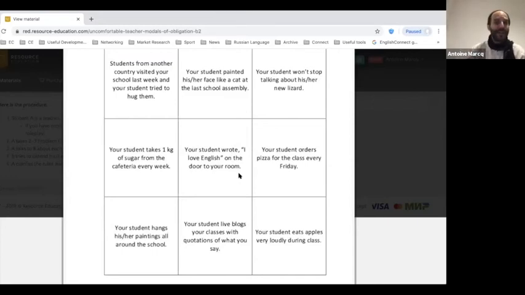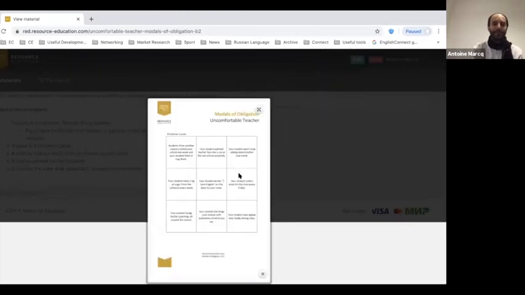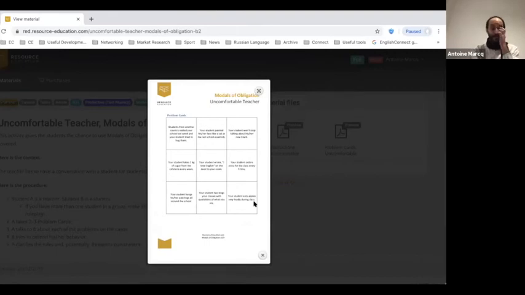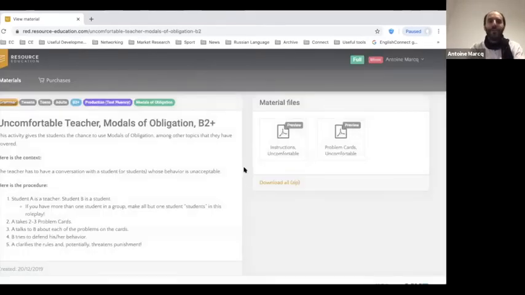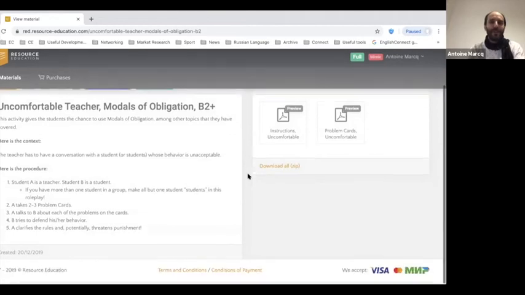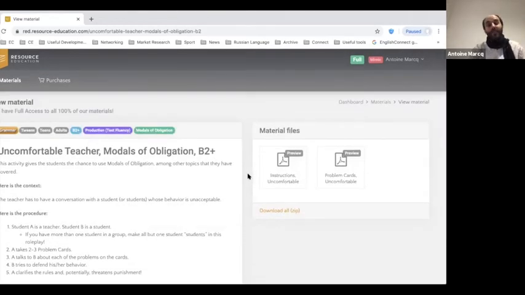Your student wrote, "I love English" on the door to your room. And now everybody makes fun of me. Oh. Your student orders pizza for the class every Friday, which is lovely. Really, it's very nice. It's very kind of you. But again, the rules, the rules, the rules. So it's really good fun. Students really get into it, especially tweens, teens. They love playing the role of the teacher.